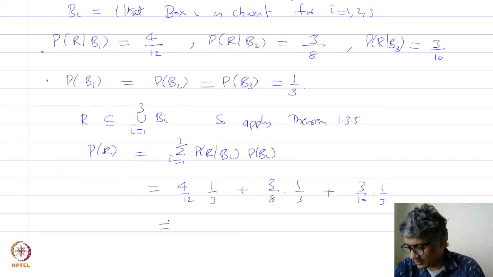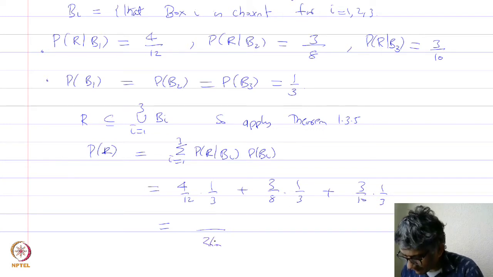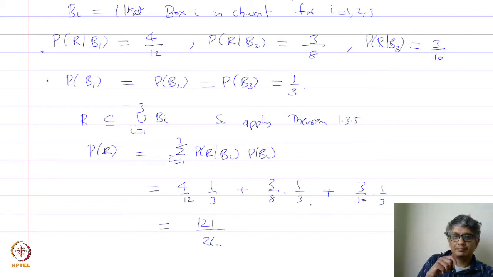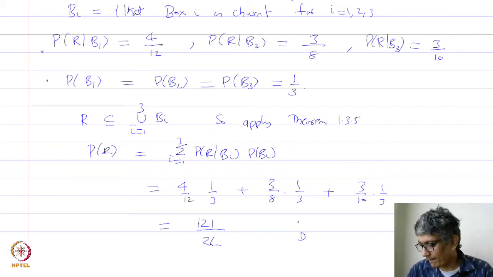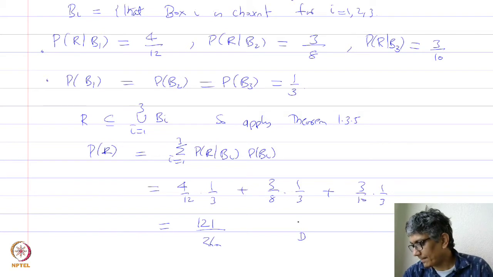You do the whole calculation, and then you'll end up getting something like 36, 24, 30. I think 360 is the LCM. I think it's 121. The chance of showing a red ball is 121 by 360. So that's one simple calculation one can do.